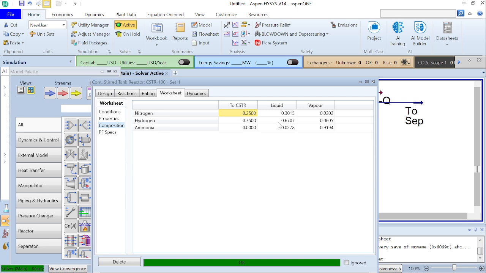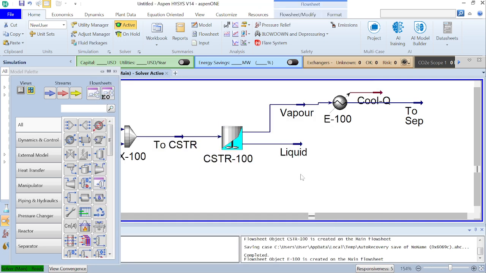Now this stream was supposed to be recycled because we still have nitrogen and hydrogen at this point here, so you can still recycle this back. We have the vapor here. Alright, so let's keep going.